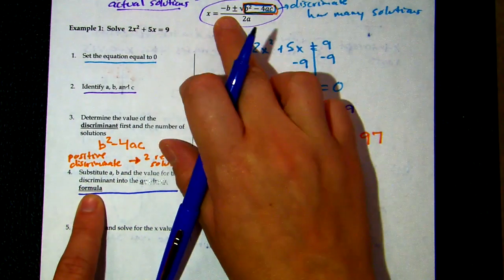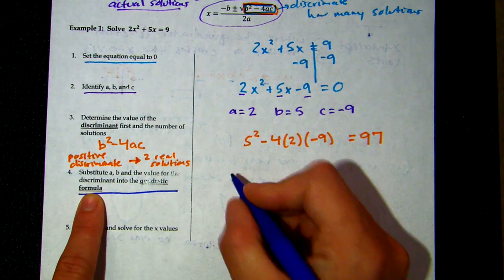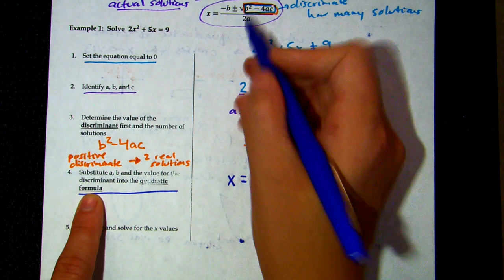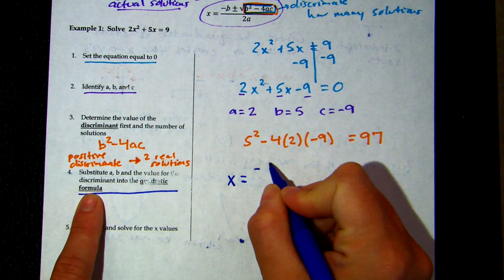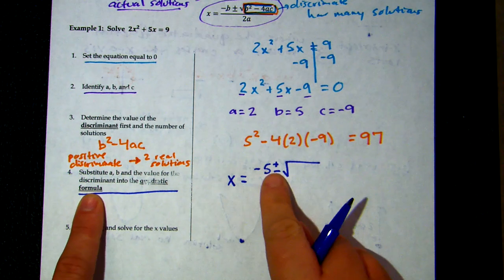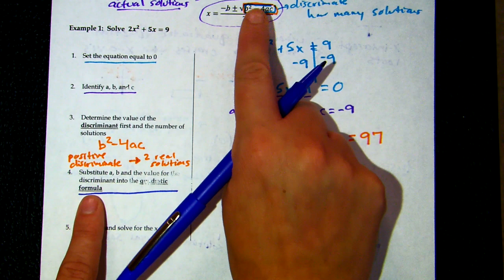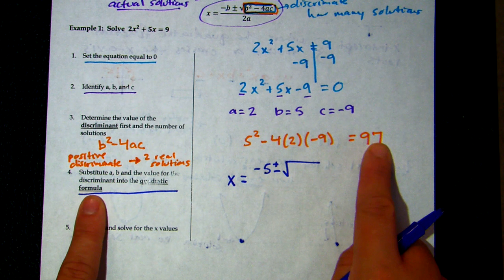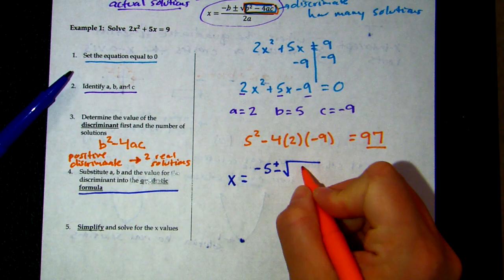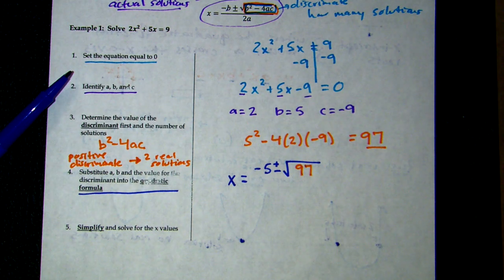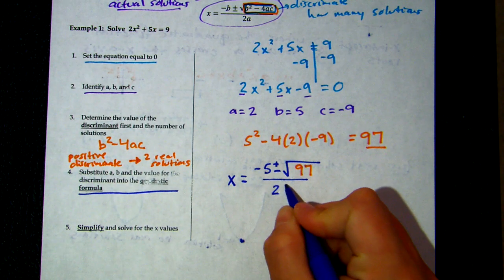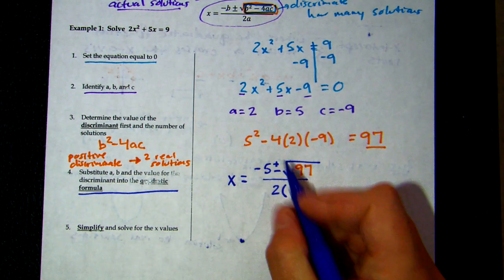I know that b is 5, so I'm going to write the full formula. x equals negative b. I have a positive 5 here, but the formula says negative, so this becomes negative 5 plus or minus the square root. Now, reminder that underneath the square root is the discriminant, which we've already found a value for. So I'm going to take my value of the discriminant and put it underneath that square root. All of that over 2 times the value of a, which is 2.